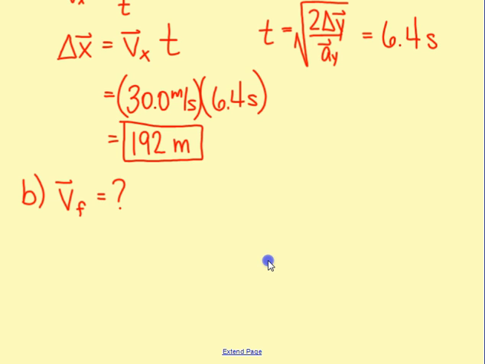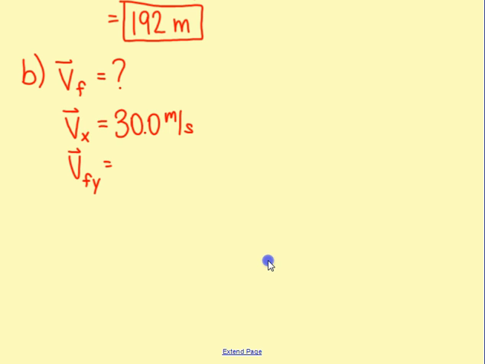We know that the x velocity doesn't change. In this problem, it's equal to 30 meters per second. But we know that it will also have a component that's in the y direction. So this final velocity has two components. And once we find both of those components, we'll have to find the resultant of those two components. Let's start by finding v final in the y direction.